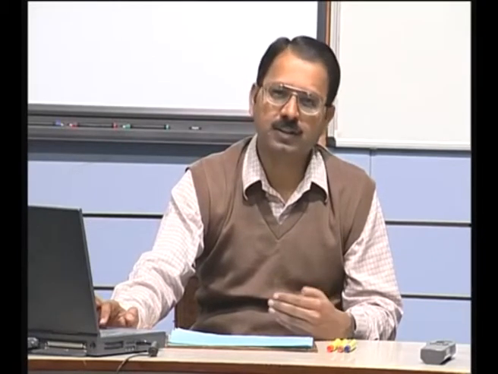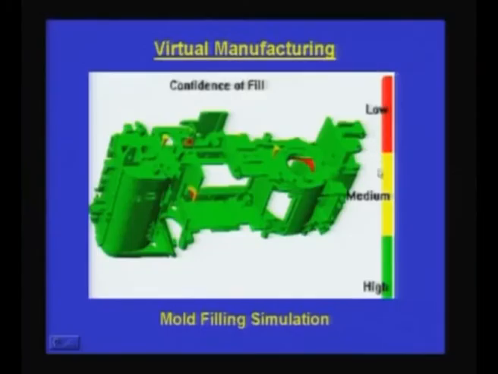So, I can use a virtual environment to carry out this process. What you see here is the result of a mold filling simulation. It shows three regions. The region shown in green is the portion where the material can reach very easily, there is no problem. But I have a portion which is yellow, where the material reaches, but there is a difficulty. Then red is a more critical portion where the material may not really reach, for the kind of injection pressures which are used and the kind of mold which is designed.